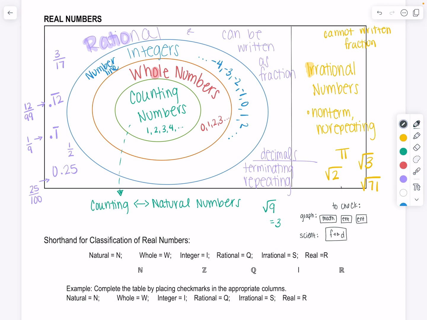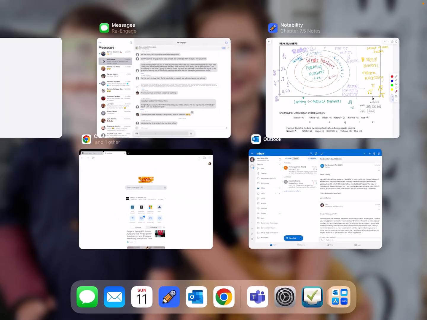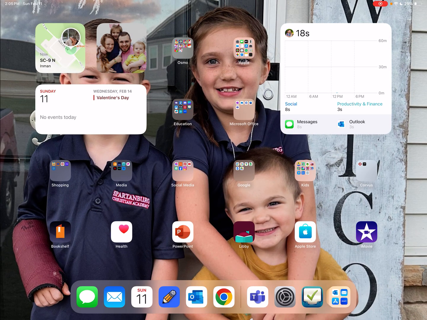A quick check in your calculator. If you have a graphing calculator, you type in the fraction, and then if you do math enter, it will convert a decimal to a fraction. If it keeps giving you a decimal back again, then that means it is an irrational number. If you have a scientific calculator, my TI scientific calculators, you're looking for the F2D button. So let me switch over to my calculator and show you what I mean.